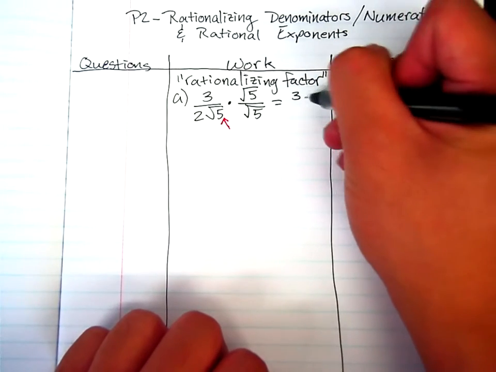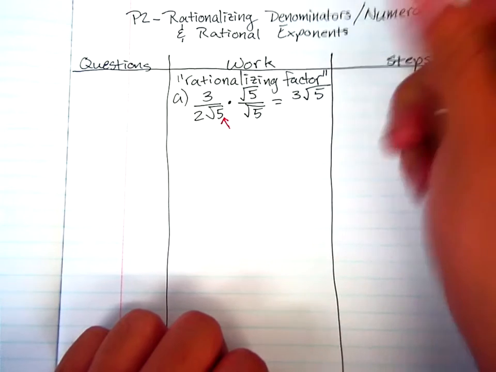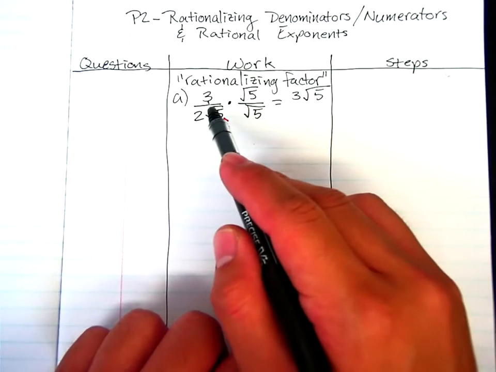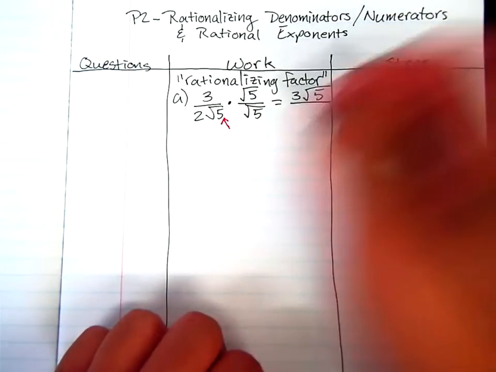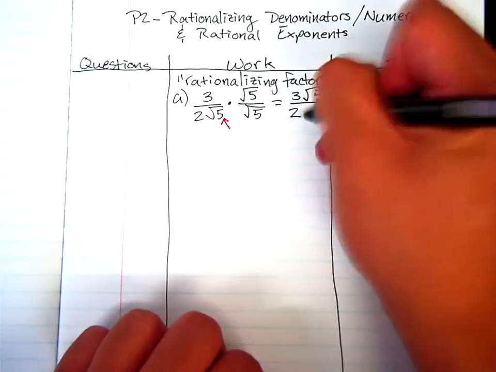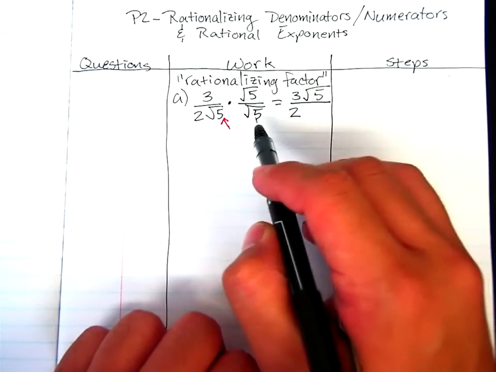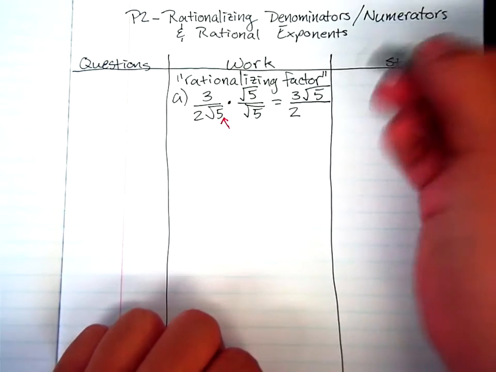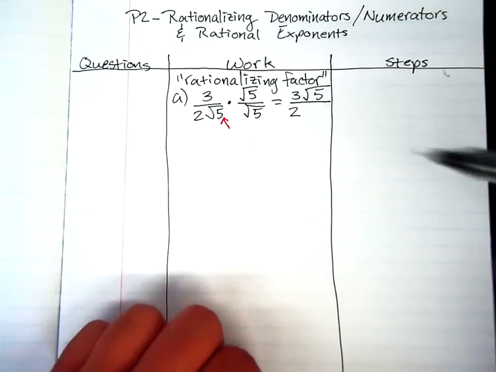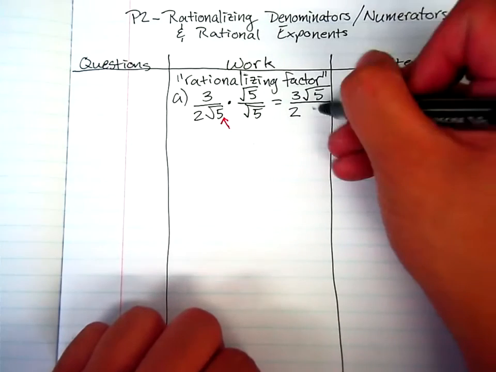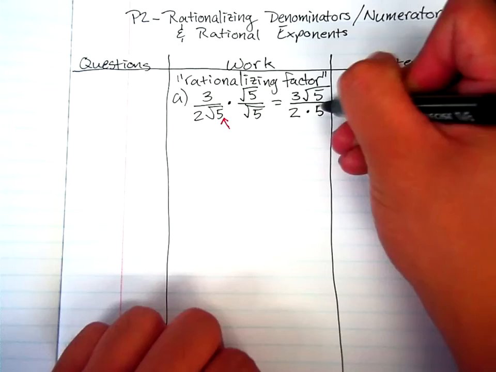So here on top we get 3 radical 5. The reason for that being that the 3 is a coefficient on the outside of the radical, and it must stay on the outside. On the bottom we still have 2, and we have square root of 5 times square root of 5. Now you could write this as a square root of 25 because they multiplied together. But we all know by now that the square root of 25 is just 5. So we can write 2 times 5.